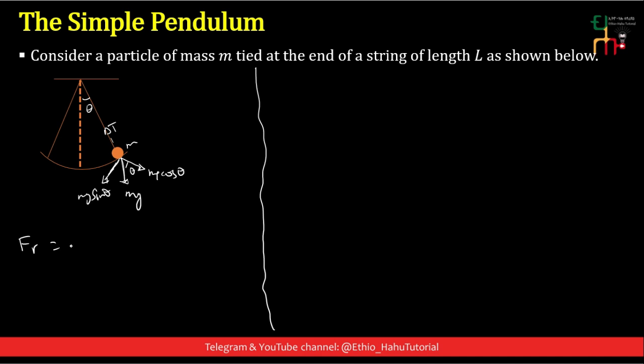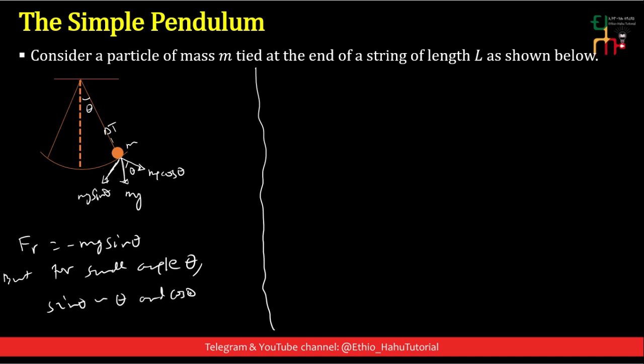And here, the restoring force is equal to minus mg times sine theta, because this mg sine theta tends to move the block to its equilibrium position. This is the equilibrium position, and it moves the system to its equilibrium position. But for a small angle theta, sine theta is almost equal to theta, and cos theta is equal to 1.